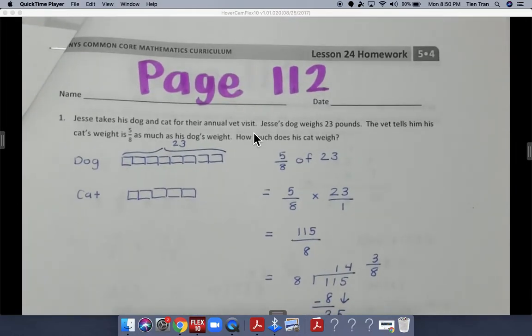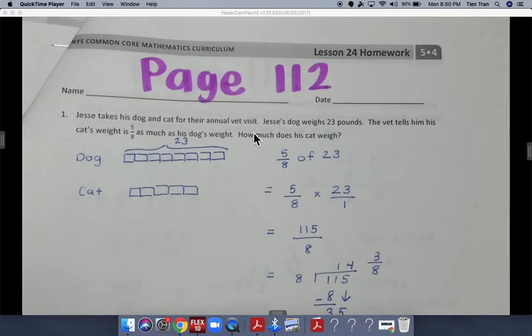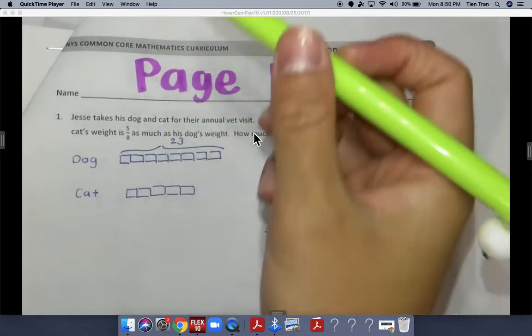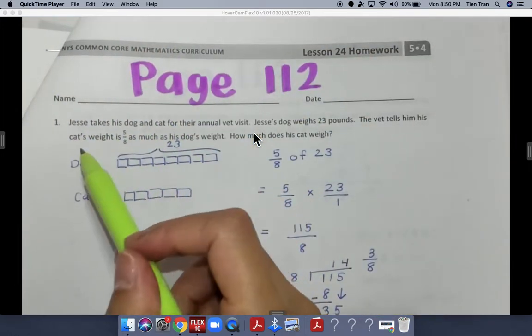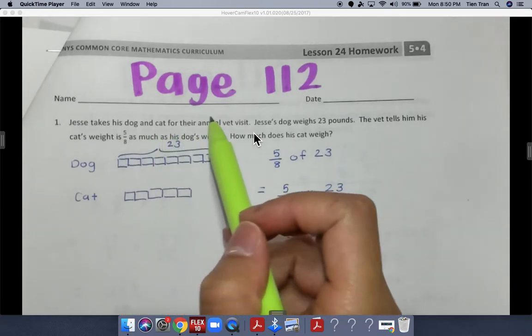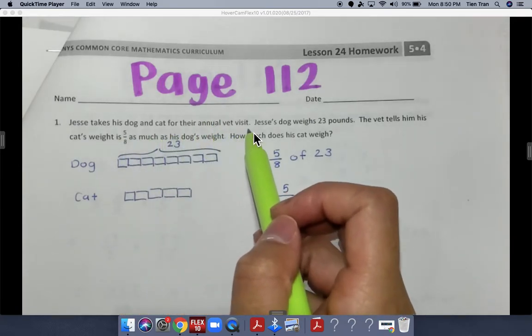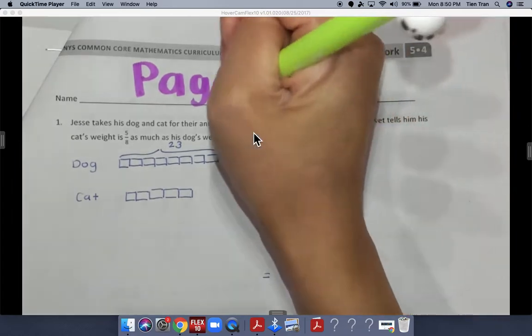We are on page 112, lesson 24. Homework, please make sure that you are on the correct page. So right here it says Jesse takes his dog and cat for their annual vet visit. The word annual means yearly.